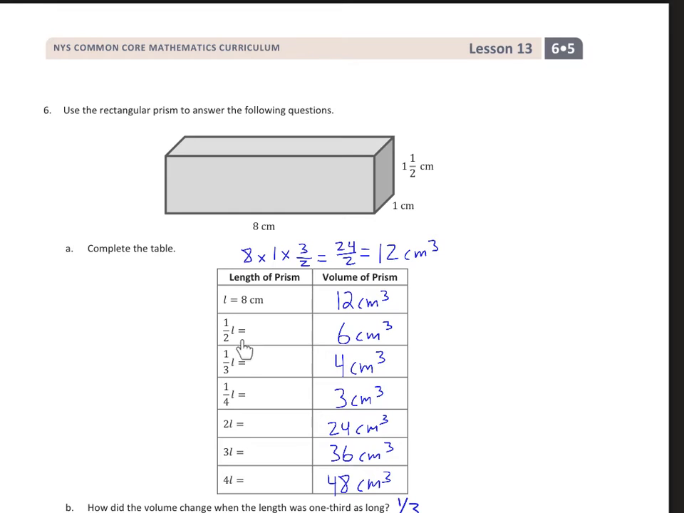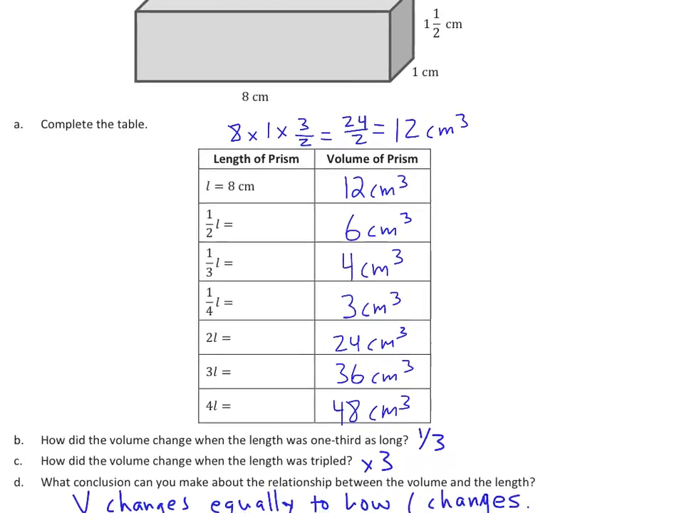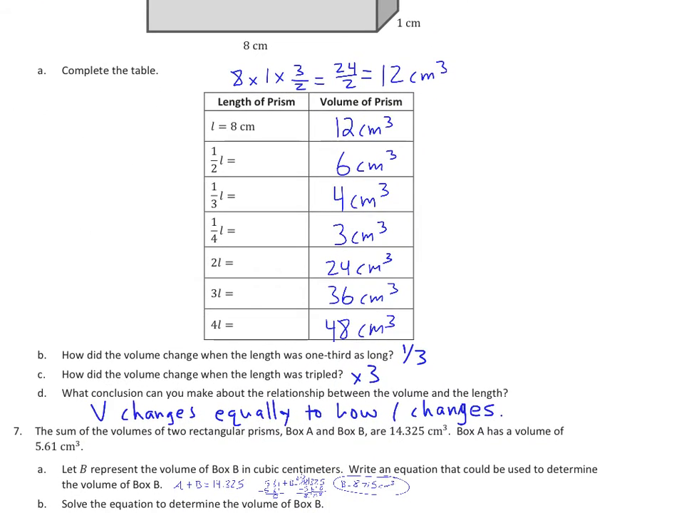So half the length is going to be half the volume because 4 times 1, 4 is half of 8, times 1 times 3 halves is going to be 12/2, which is going to be 6. And so you'll see that connection every single time. And you can work each one of these, or you'll learn that, again, math's about rules, and rules work pretty consistently. That's why they call them properties. So anyway, we're going to do a third of the 12, the original volume, because we're doing a third of 8, and that's going to give us 4 centimeters cubed.